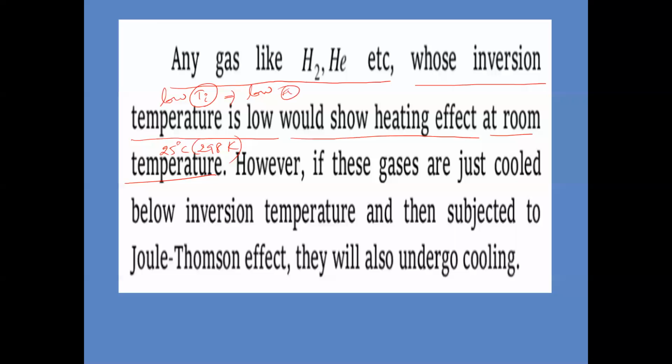That means intermolecular attraction will be less. Low inversion temperature indicates a lesser a value. A lesser a value will be there for helium and hydrogen. Why? The intermolecular attractions between molecules of hydrogen and between molecules of helium are less. When a is less, inversion temperature will be low. Whenever inversion temperature is low for some gases, those gases show only a heating effect at room temperature.